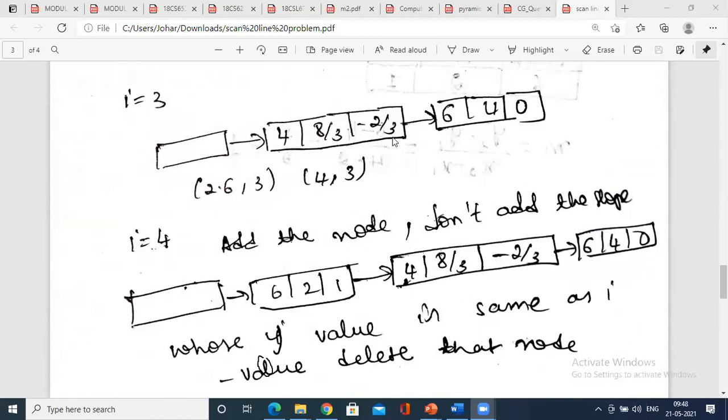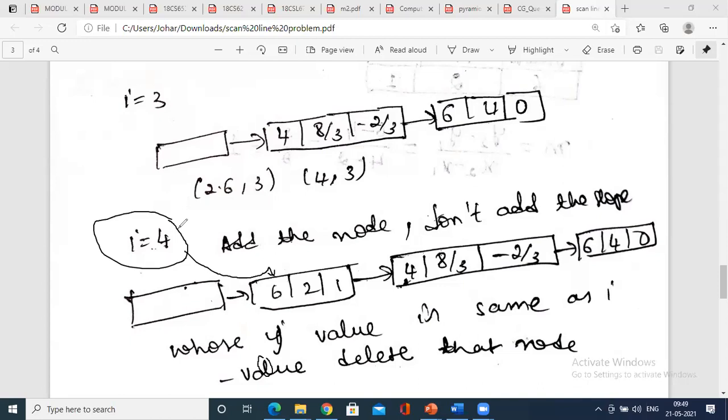Try to understand. You will add the new node that is at I equals 4 from the global edge table. From the global edge table, you add it over here. And definitely you are not going to add any slope value. In this case, you have to delete one of the nodes where the y value equals 4.